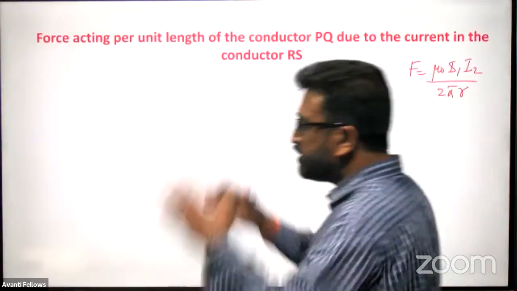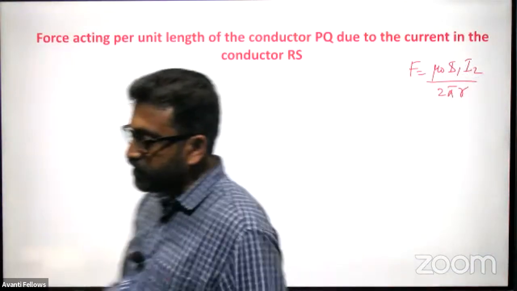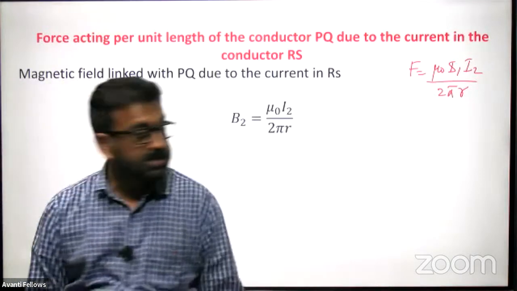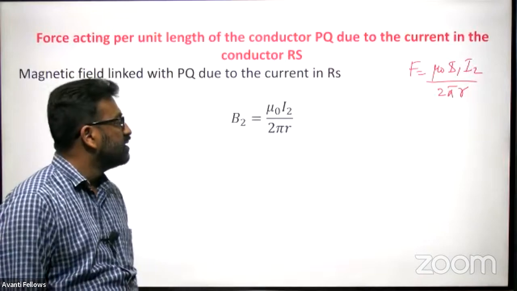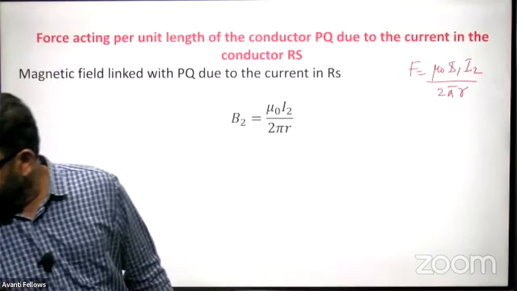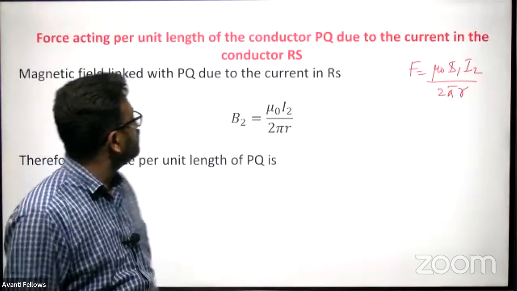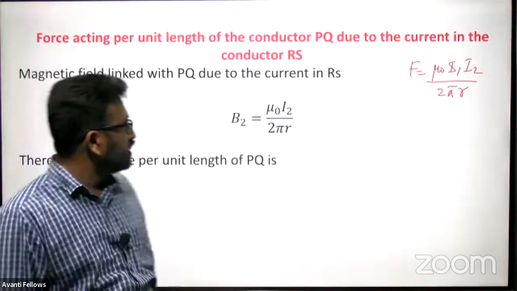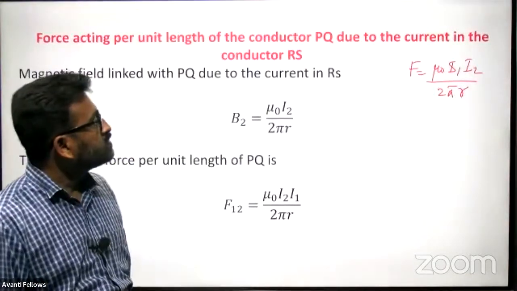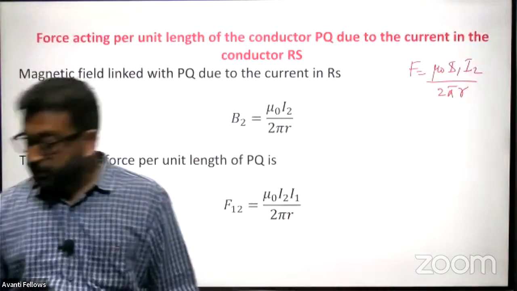I1 and I2 are the currents in two conductors. R is the separation between the conductors. Now let's see. B2 is the magnetic field due to the second conductor. It is mu 0 I2 by 2 pi R. Force per unit length of PQ is mu 0 I2 I1 by 2 pi R.